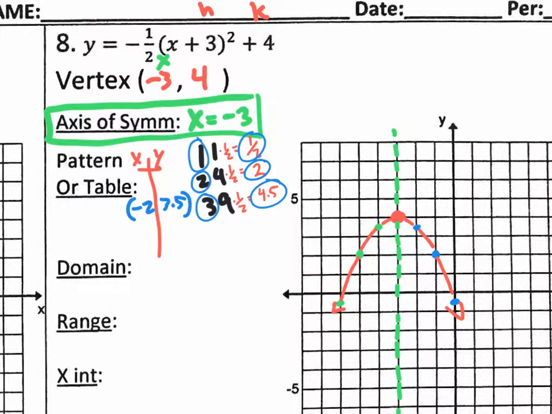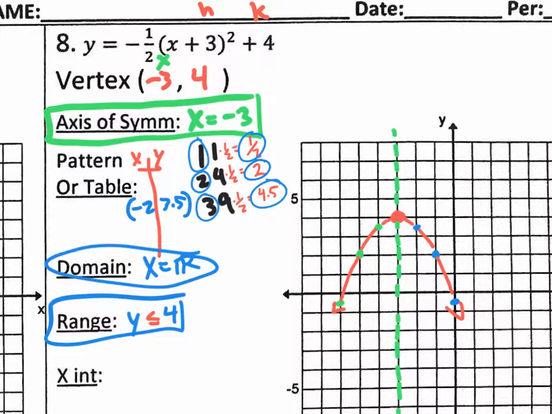Let's move on. The domain, we already know domain's x equals all real numbers. We already know the range is y is what? Less than or equal to, because it opens down. What's the y value of the vertex? So y is less than or equal to 4. That's the range. How about the x-intercept?